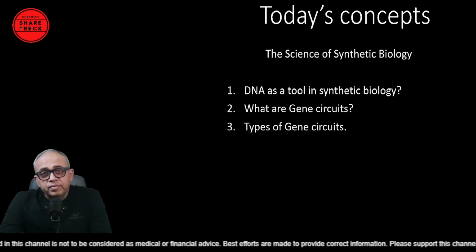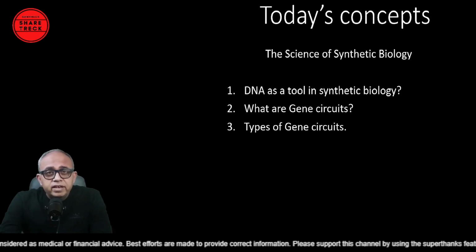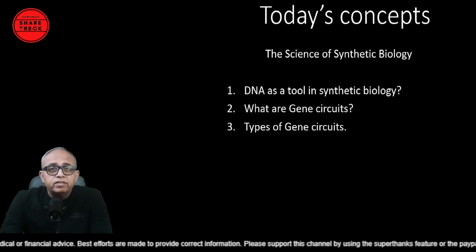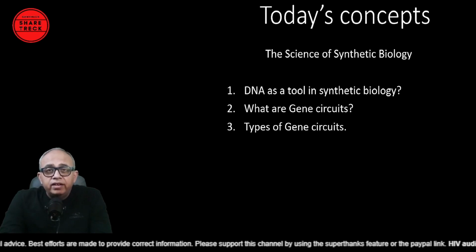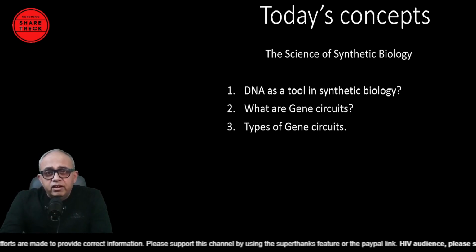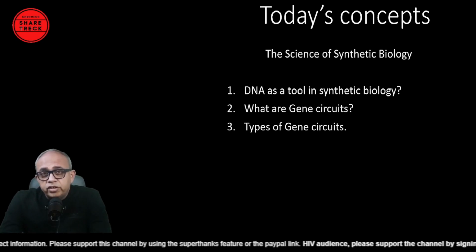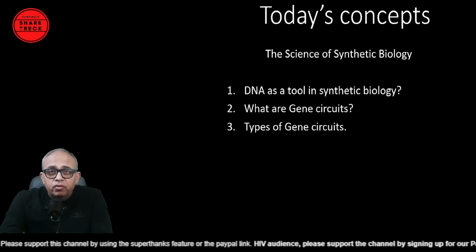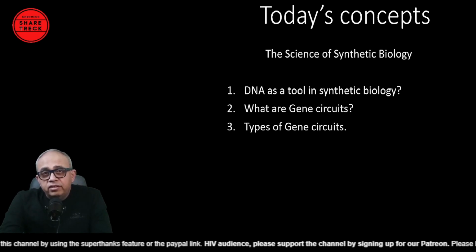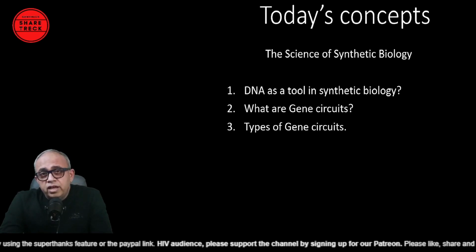There are many different types of gene circuits, but they can generally be categorized into two main categories: regulatory circuits and signaling circuits. Regulatory circuits control the expression of genes by turning them on or off in response to specific signals. For example, the LAC operon in E. coli is a classic example of a regulatory circuit.